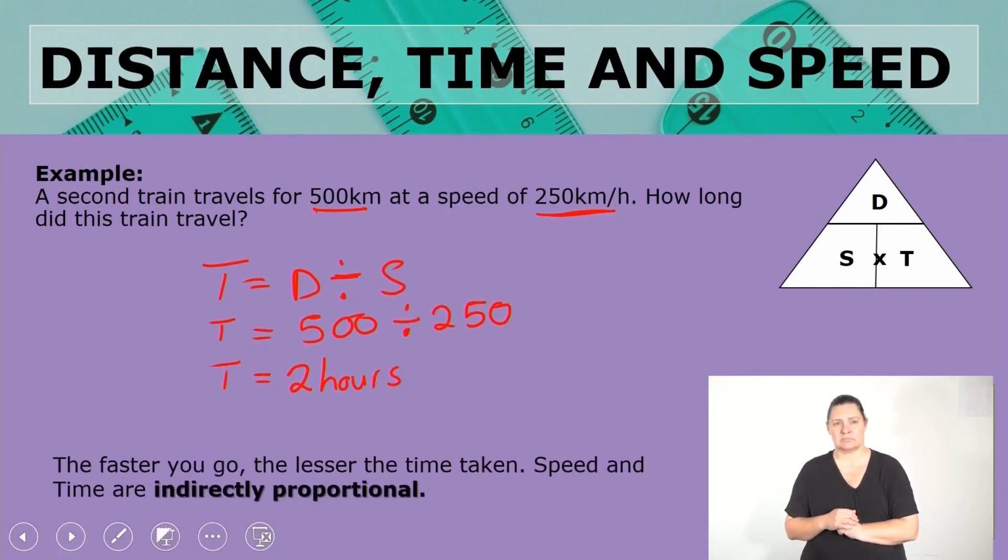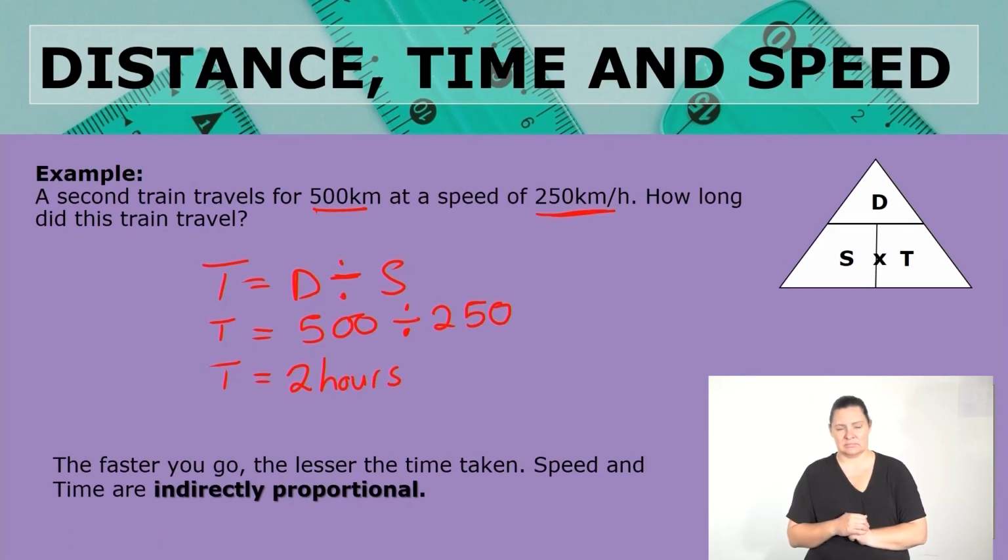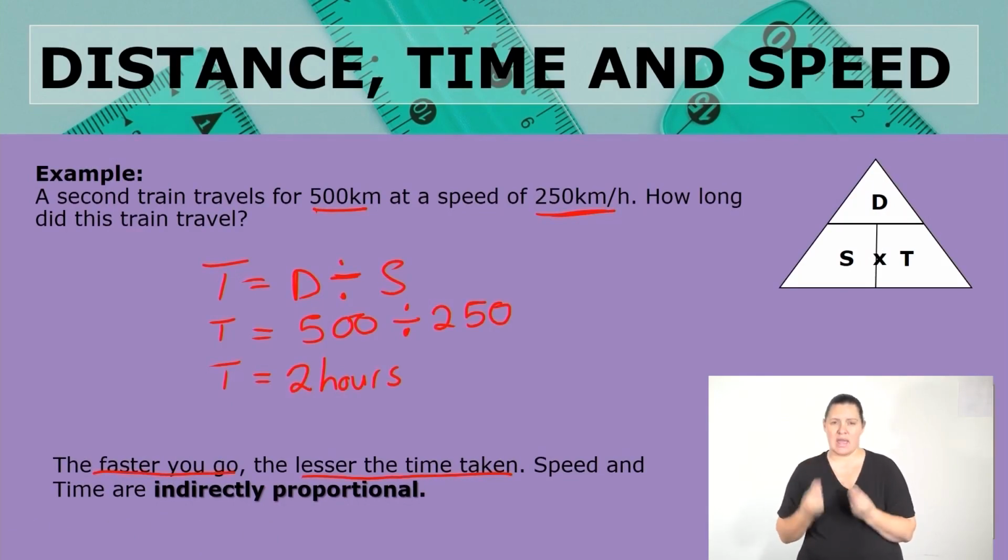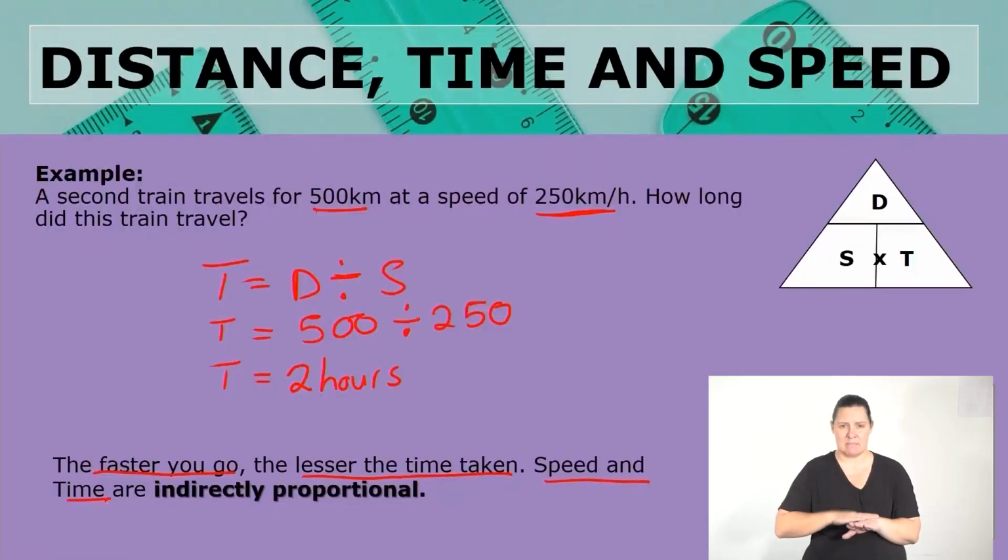Let's look at what this means. We did increase the speed, right? So that means that the faster you go, the less time taken. With the previous example, when our speed was 200 kilometers per hour, we had 2.5 hours. But now we've increased the speed, and the time taken becomes less. What does this mean? It means that speed and time are indirectly proportional. Indirectly proportional means as the one quantity increases, the other one decreases, or vice versa.